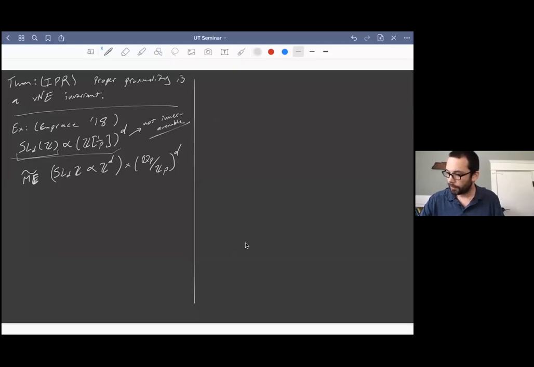On the other hand, this group right here is a direct product with an abelian group, so this group is inner amenable. So as a corollary of our theorem above, this group right here is an example which is not inner amenable, and it's not properly proximal.